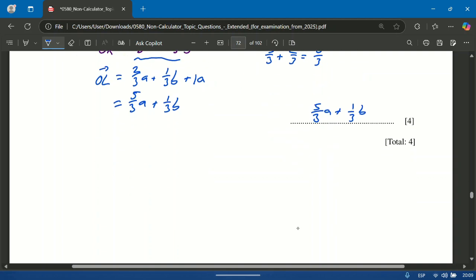Of course, you can write this in many different ways. You can write it as a mixed fraction, so 1 and 2/3 A plus 1/3 B. You can write it as a decimal, 1.6 recurring A plus 1/3 B. You can write the A at the top, so 5A over 3 plus B over 3. These are all correct, okay?